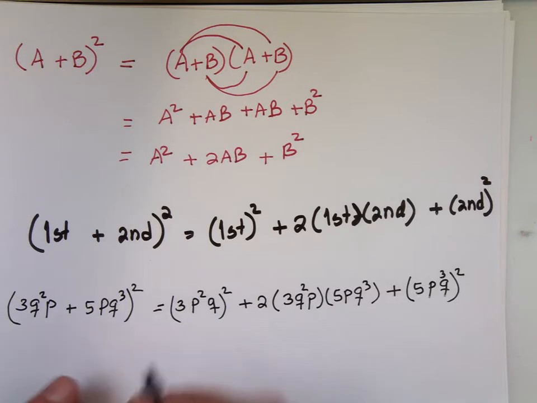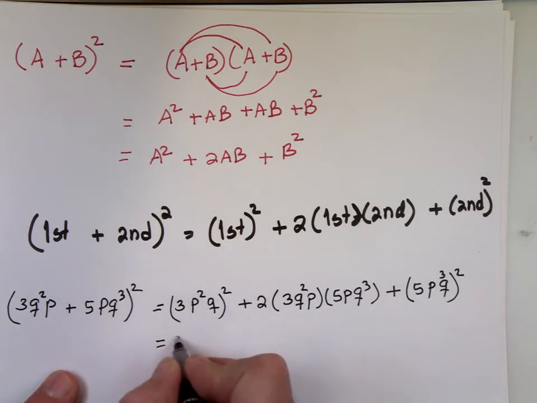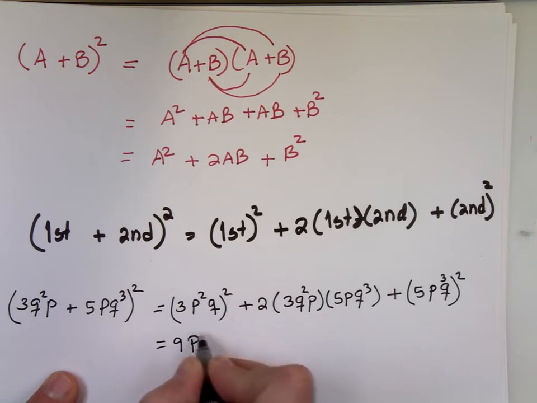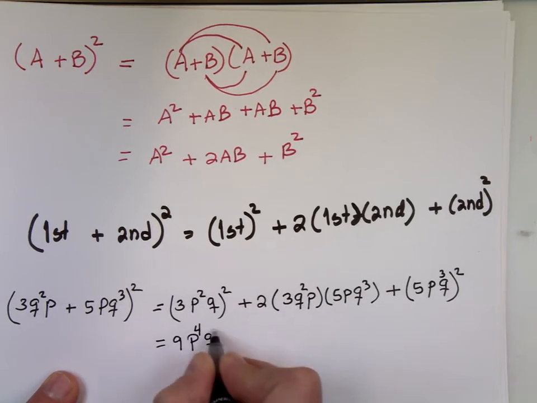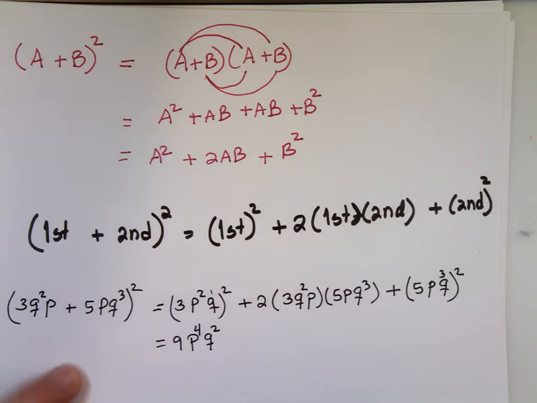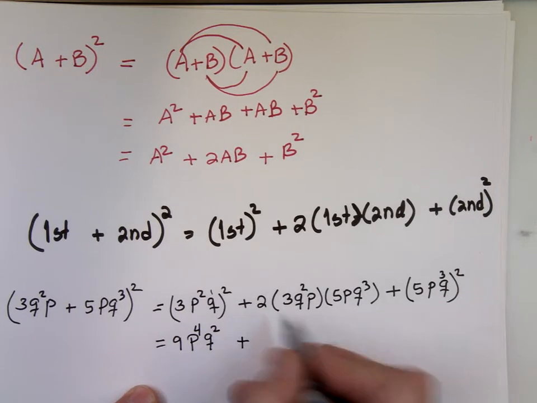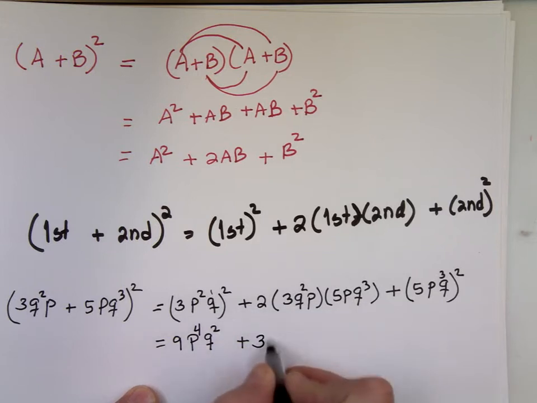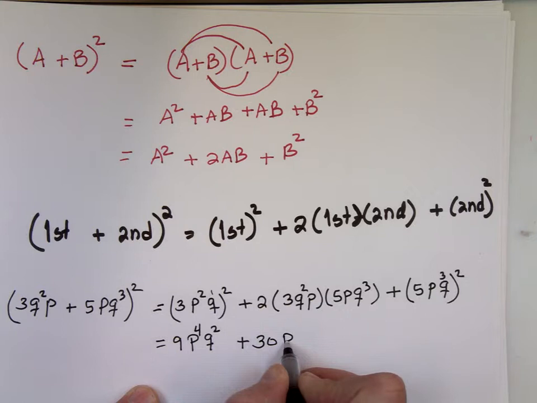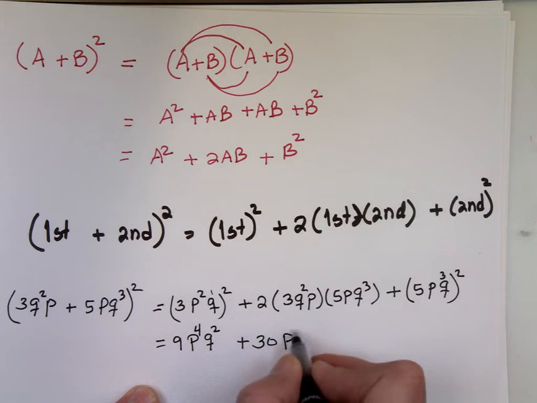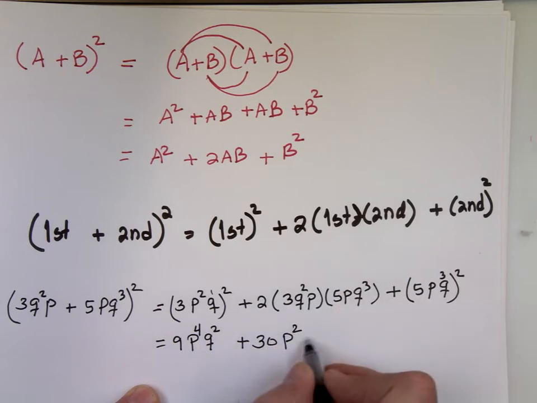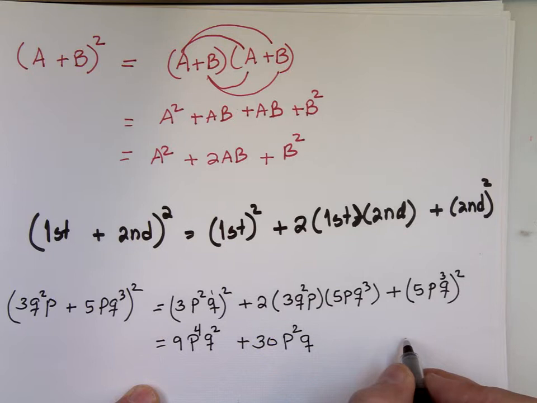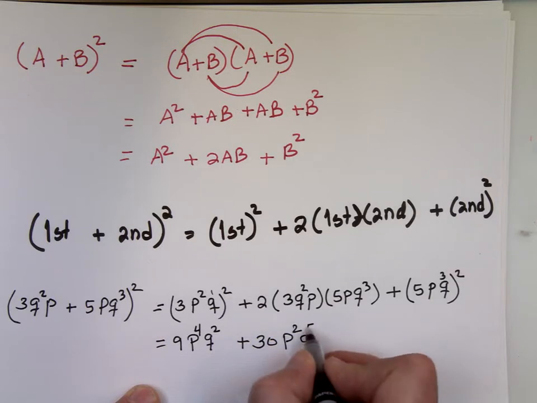So if I square the first one, what is 3 squared? 9. What's p to what power? 4. Q to what power? 2. Power to power, you always multiply. You remember from last class. Let's look at this. 2 times 3 times 5, that's 30. P to what power? 2, yes, because there's a 1 here and a 1 here. Q to what power? Try again. 5. You add the powers when you multiply.